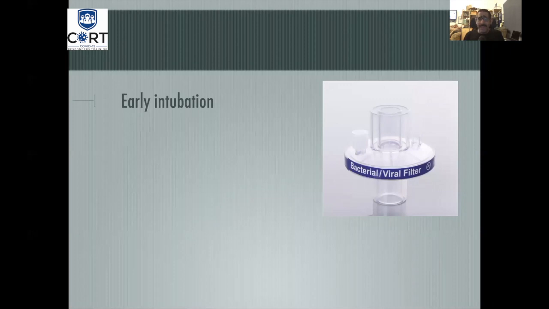This is a bacterial viral filter. Yes, BVM is recommended if you have full PPE and you are in a negative pressure room. If you are not in a negative pressure room, do not bag the patient because you're going to aerosolize this everywhere.